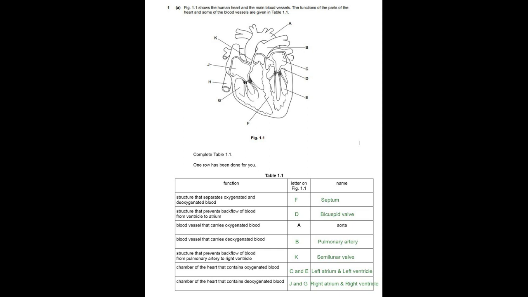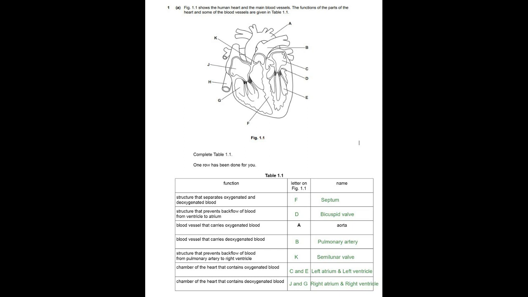Figure 1.1 shows the human heart and the main blood vessel. The functions of the parts of the heart and some of the blood vessel are given in table 1.1. Structure that separates oxygenated and deoxygenated blood. The letter on figure 1.1 is F and the name is septum. Septum is a muscular wall which separates oxygenated and deoxygenated blood, and it prevents mixing the blood.